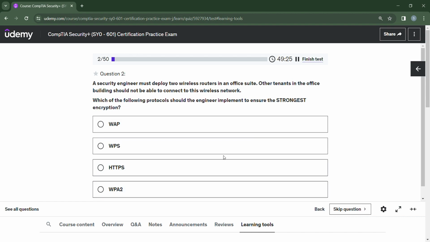A security engineer must deploy 2 wireless routers in an office suite. Other tenants in the office building should not be able to connect to this wireless network. Which of the following protocols should the engineer implement to ensure the strongest encryption? I'm going to go with WPS on this one.